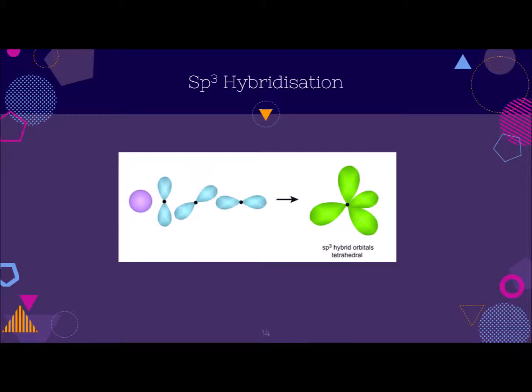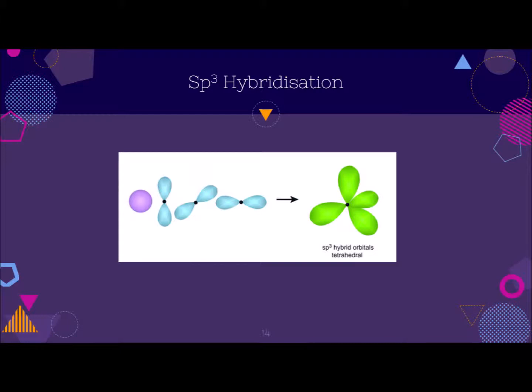It is important to note that despite CH4 having 4 bonds, NH3 only has 3 bonds, but NH3 still exhibits sp3 hybridization. This is because there is a lone pair on the nitrogen atom. 3 of the sp3 hybridized orbitals are used to form N-H bonds, and the 4th orbital is used to hold the lone pair.